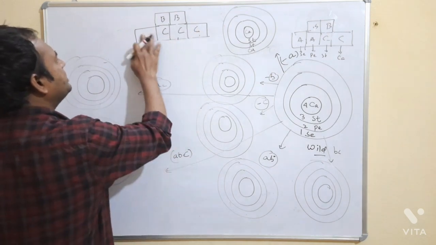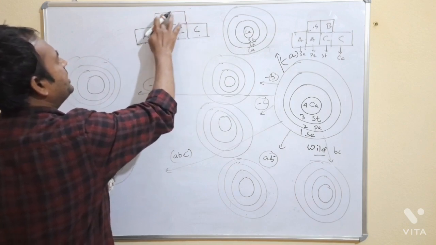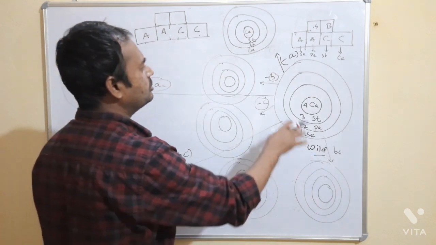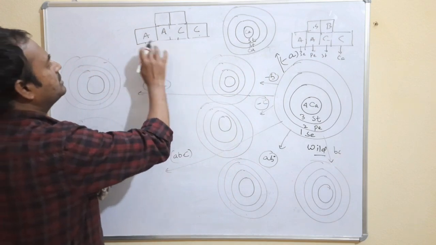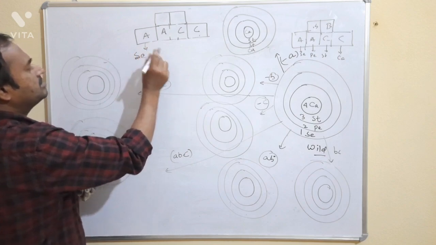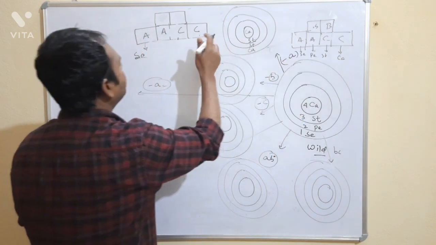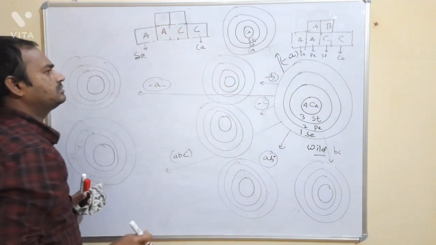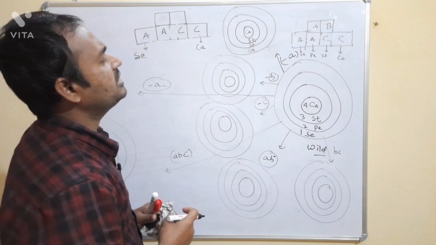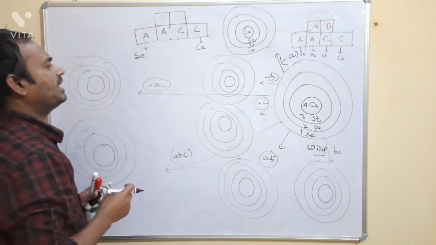If B is absent, A and C are expressed here. A is expressed here, but B and C are not expressed. Then what will happen? First, sepal will be formed as usual, like the wild type, and again the carpel will be formed. Now what will happen if B is not present there?